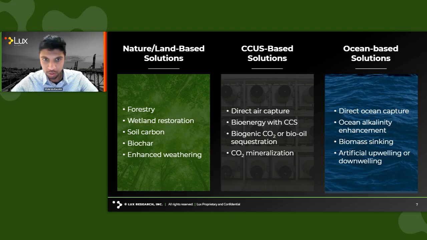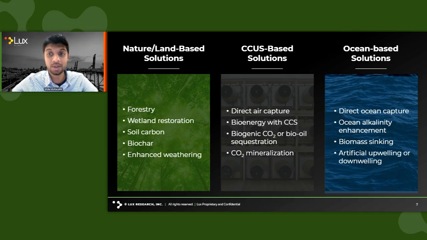We won't go through each one today, but we broadly segment them into nature-based or land-based solutions, CCUS solutions, and newly emerging ocean-based solutions. Within land, you have options like forestry, wetlands, and soil carbons, which the EU already doesn't consider. But you also have nature-based solutions that use some level of technology for production or monitoring. So things like biochar made with gasification or pyrolysis, or enhanced rock weathering with basalt, olivine, silicate rocks.